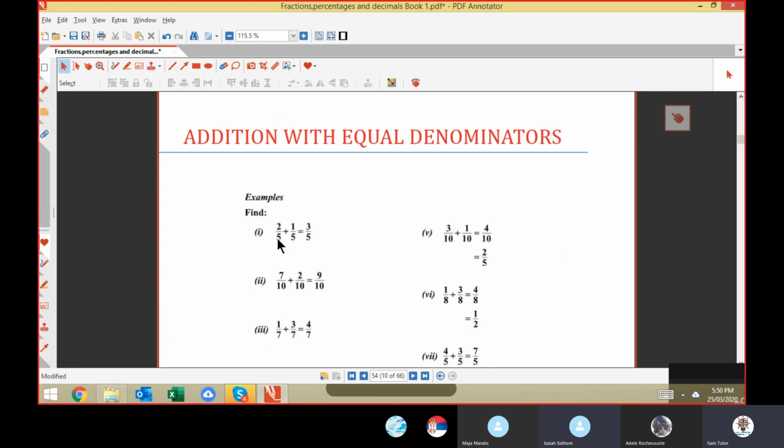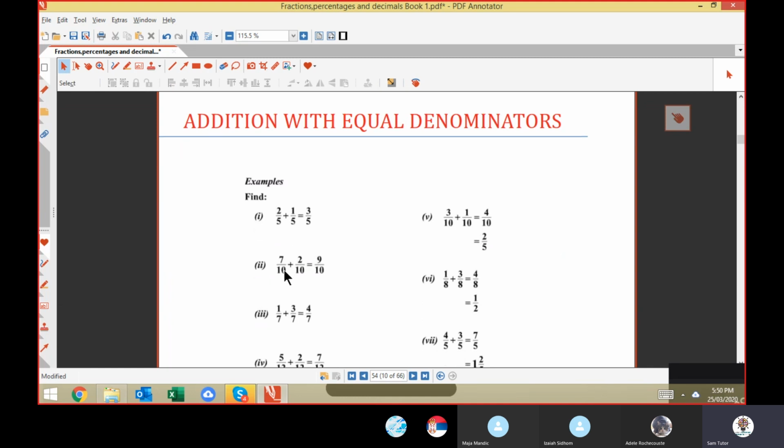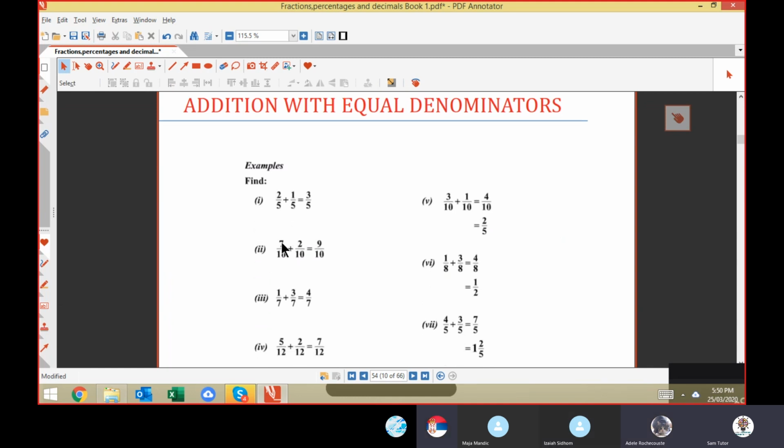So be careful. A lot of students, when they finish off fractions, percentages, decimals, because there's a lot to learn, forget and actually add 5 and 5 and it becomes 10. So you've got to remember the denominators don't add. Look at this one again: 7 over 10 plus 2 over 10. If it's the same denominators, you just write 7 plus 2, 9 over 10.